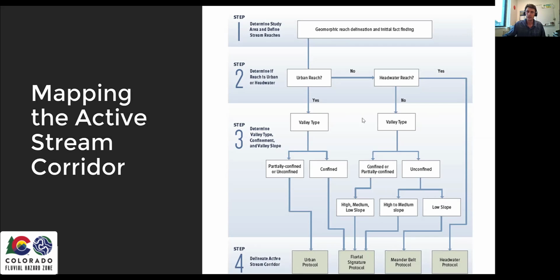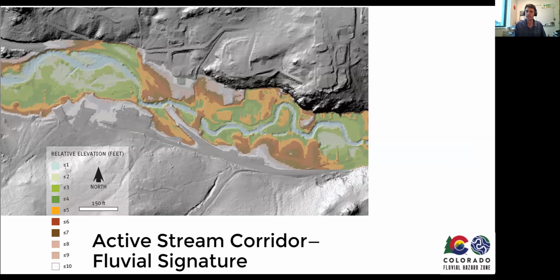Once we've made those determinations, we want to look at the valley type. What's the confinement of the channel by the valley margins? Are we in a really constricted narrow valley, or do we have a big unconfined valley? And then that will influence whether we do the fluvial signature protocol, which is the bread and butter, which I'll talk about, or the meander belt protocol, which is a slightly different approach to identifying the active stream corridor. So let's talk about the fluvial signature protocol.